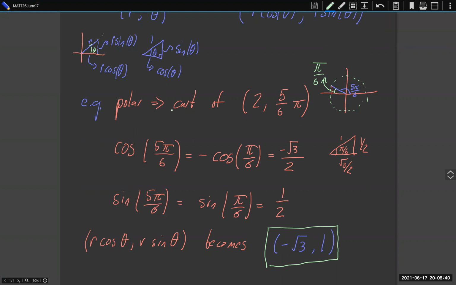I'm sorry, where'd the 2 go again? The radius. What's the radius of the circle that we're looking at? Oh, got it. Okay. Yeah, so r is 2, and we found r cos theta and r sine theta. So it becomes this.